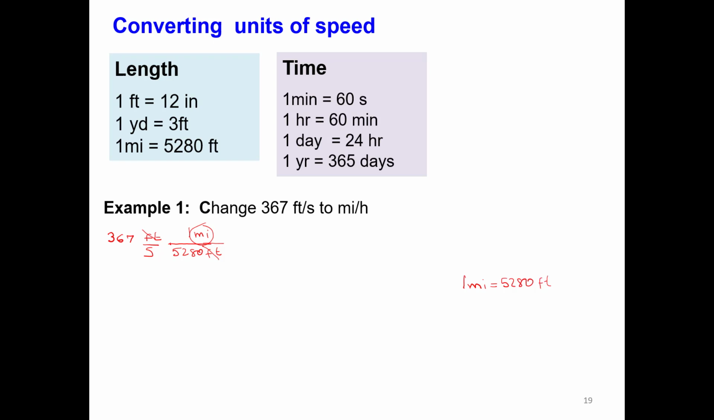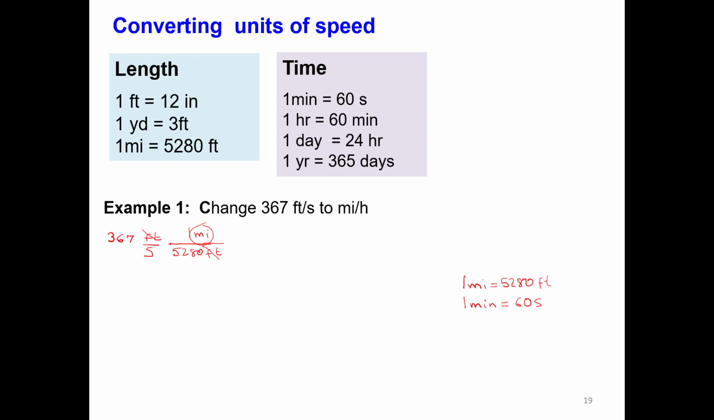Then what conversion factors do we need to use? What we can do is convert the seconds into minutes, and then the minutes into hours. And we need to use this conversion factor. Yes, we need to convert first the seconds into minutes, and this is the conversion factor that correlates minutes and seconds.